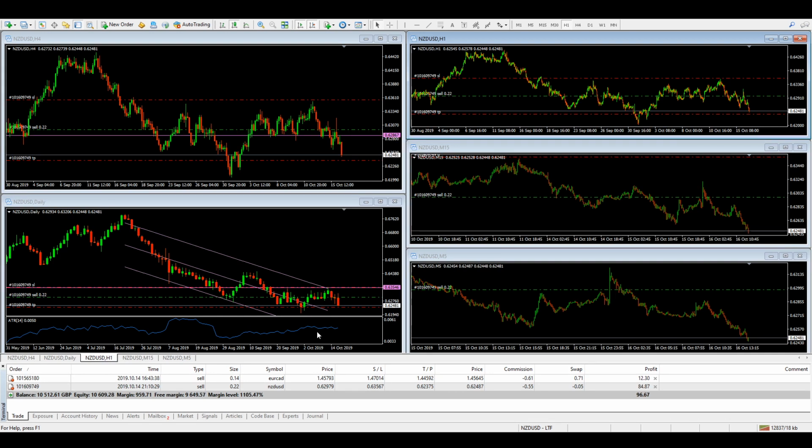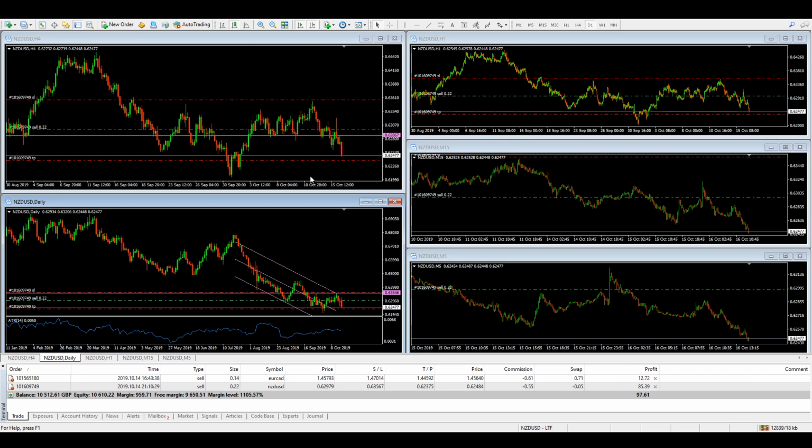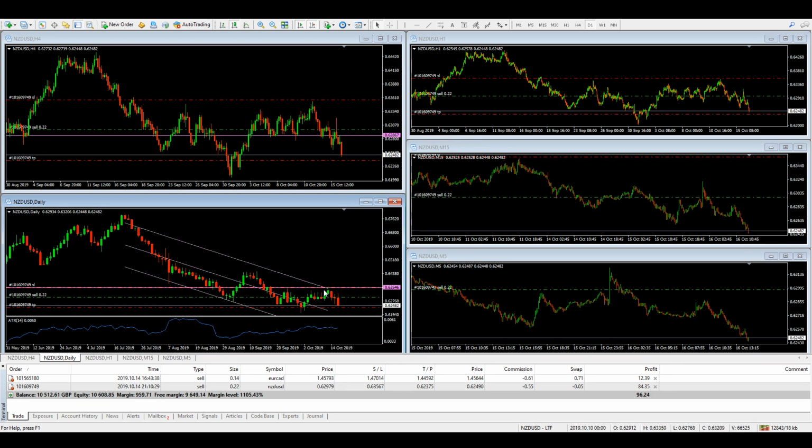NZDUSD, this is the trade I'm in as well, so it's nearing take profit. So yeah, got on this based on the daily lower lows, lower highs, entered with a stop loss above the previous lower high, which was also resistance that I was seeing in the previous price here. So these types of lows, it would be more evident on our lower time frames.